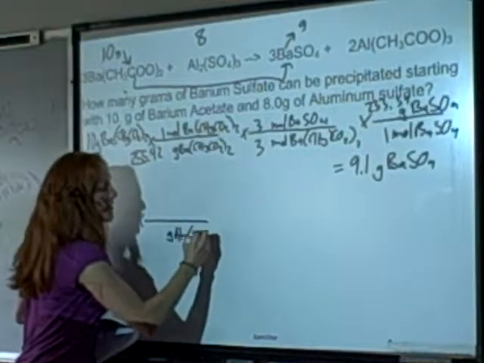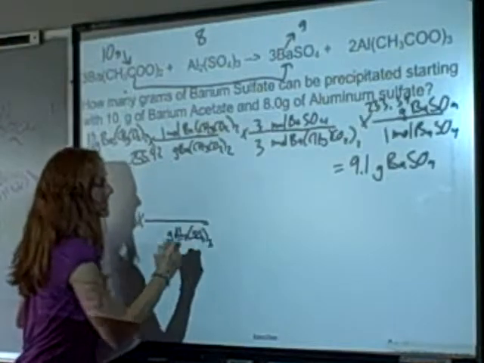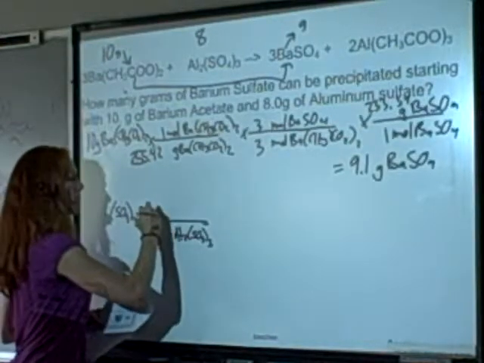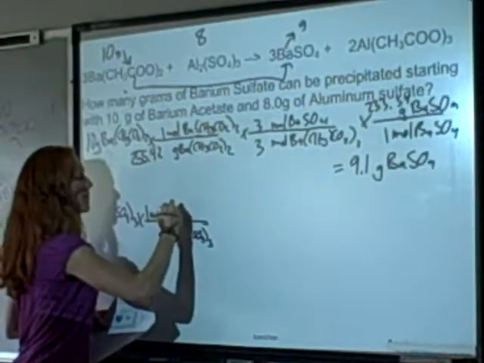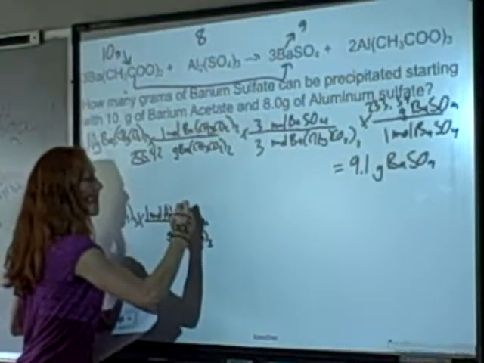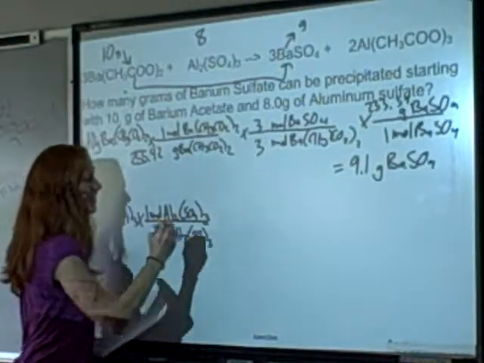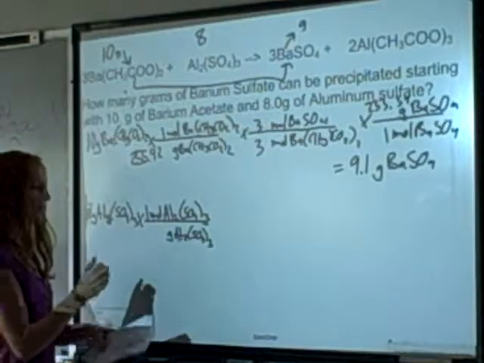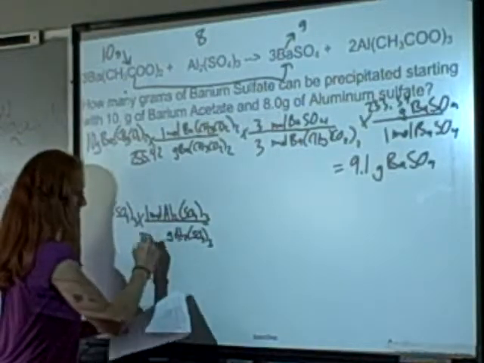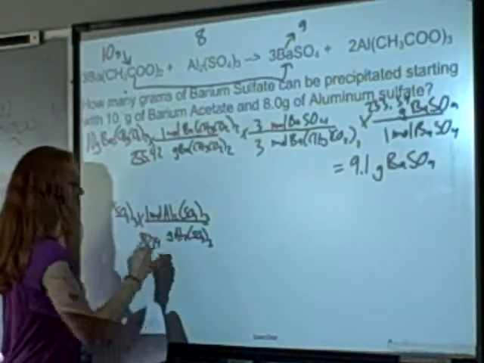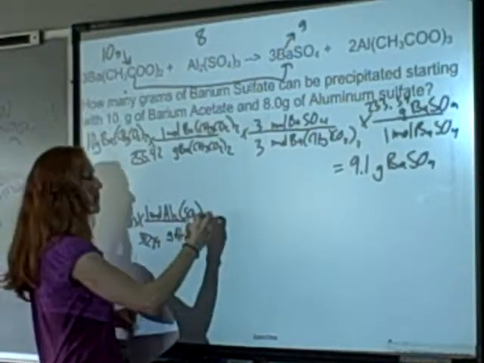And I'm going to want to find out how many moles that is so I can relate it to the barium sulfate. So 1 mole of aluminum sulfate, find out how many grams that is. It's 342.14 grams for every 1 mole. That gives me moles of aluminum sulfate.